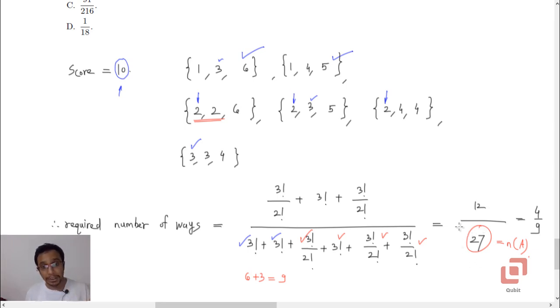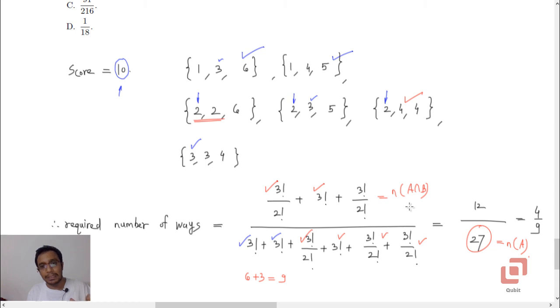Alright, now let's try to determine how many of them have at least 2 ones in them. 2, 2, 6, so 3 factorial upon 2 factorial. 2, 3, 5, it is coming only once, so 3 factorial. And now for 2, 4, 4, why should we take 3 factorial upon 2 factorial? Because the number of permutations is still 3 factorial upon 2 factorial due to the repetition of 4 twice. So this is basically NA intersection B or NB intersection A. That really doesn't matter. And if we were to divide this by 216, that would give us the probability of A intersection B, which would be useful in determining the conditional probability.